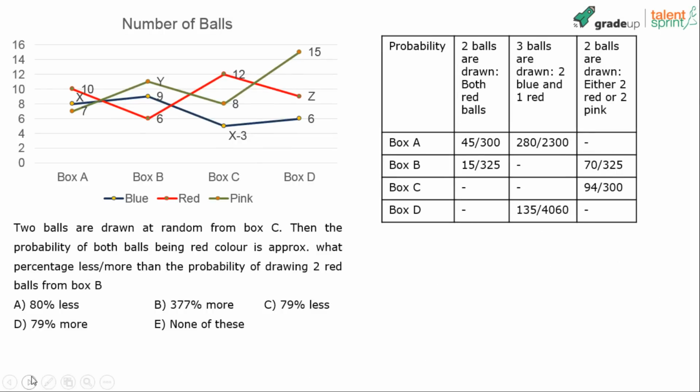And the last question from this session today and from this data interpretation set is on your screens now. Try this. He says 2 balls are drawn at random from box C. Then the probability of both balls being red color is approximately what percentage less or more than the probability of drawing 2 red balls from box B?